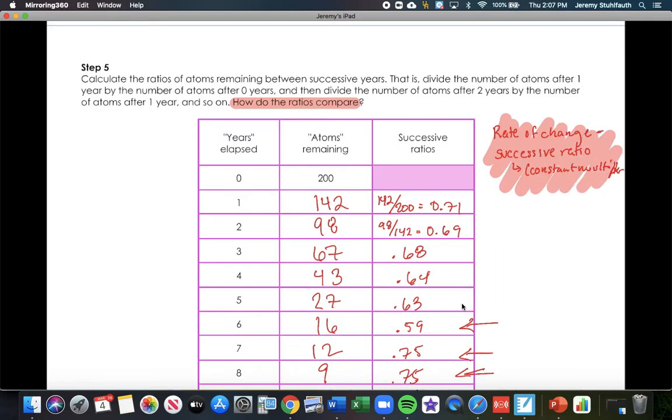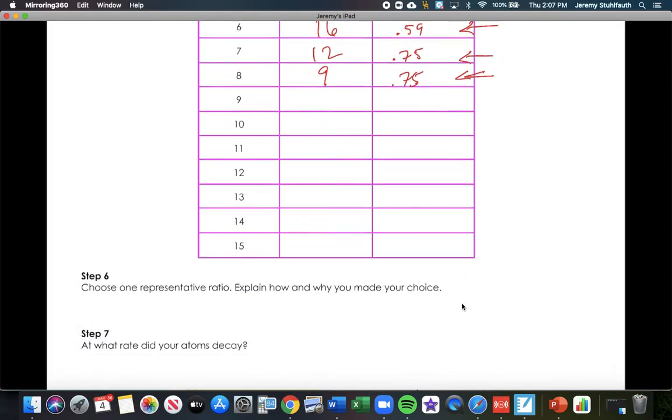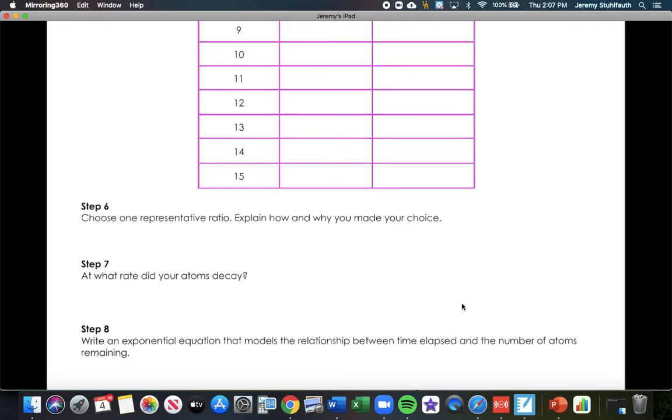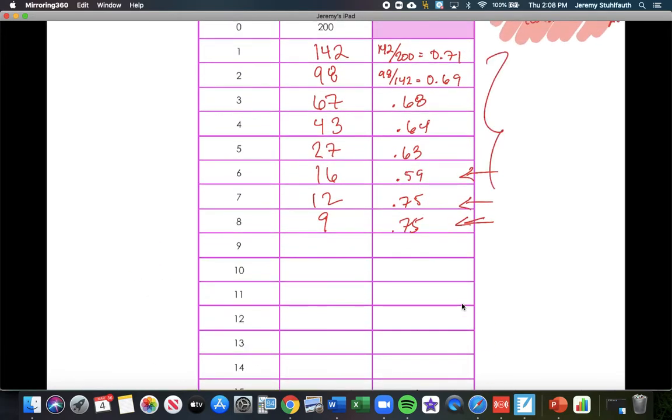And the answer is, you could choose one, or what we could do is find the average of our successive ratios. So choose one representative ratio. We're going to choose our average of the successive ratios. And that comes out to be 0.68. So if we find the average of all of these numbers, it comes out to be 0.68.